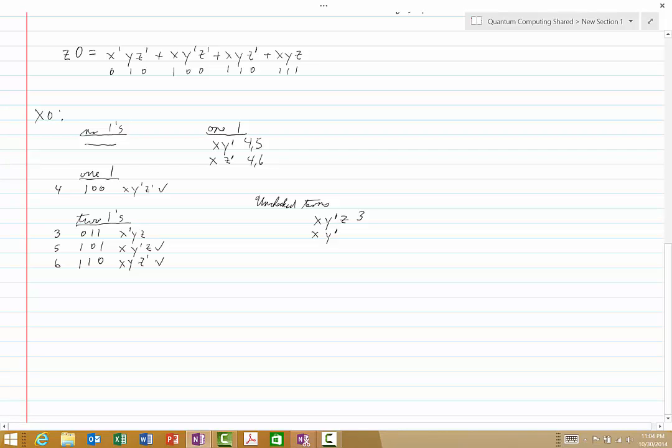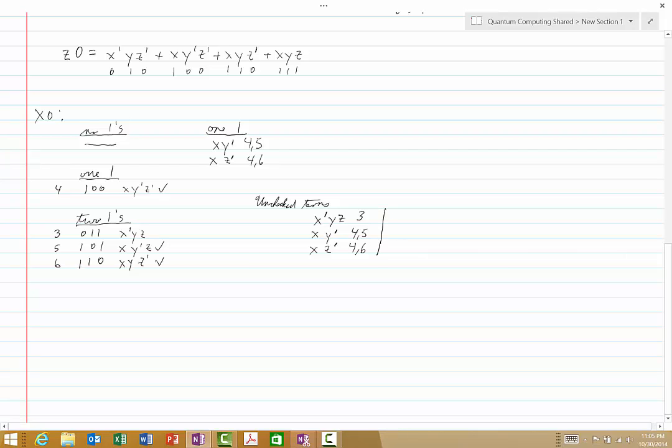I'm sorry, I looked at the wrong one there. That's not X, Y prime, Z. That's X prime, Y, Z. So X prime, Y, Z. Okay. And then we have XY prime, which is the combination of 4 and 5, and XZ prime, which is a combination of 4 and 6.